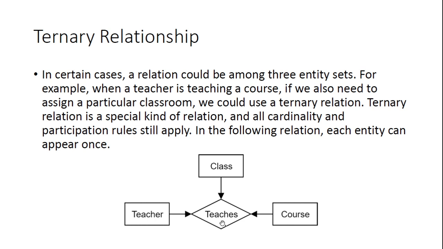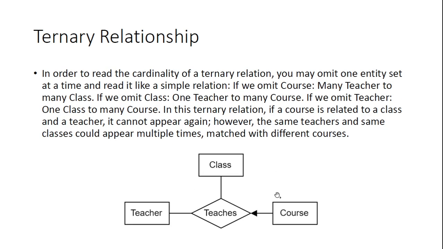In this case, we can use a ternary relationship, meaning that whenever we are teaching some course for a teacher, we need to have a teacher, we need to have a course, we need to also have a classroom. In the relationship, we are going to store these three foreign keys. And the cardinality and participation rules are kind of similar. For example, if I have an arrow on each side, it is going to mean that one teacher, one class, and one course is going to appear once.